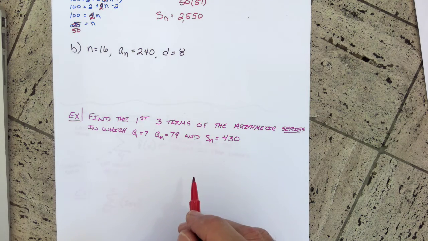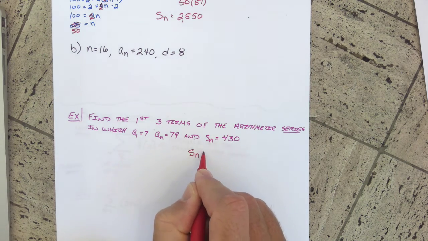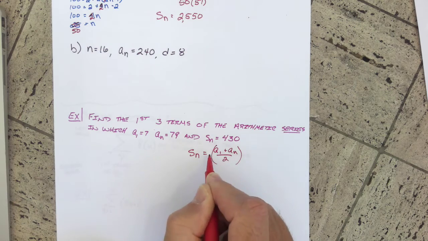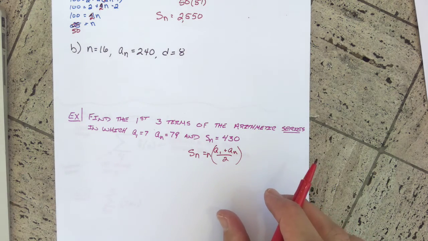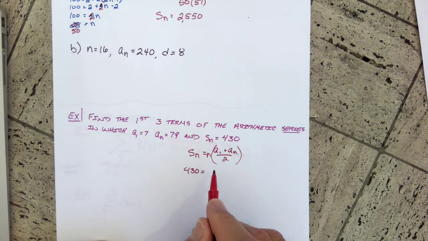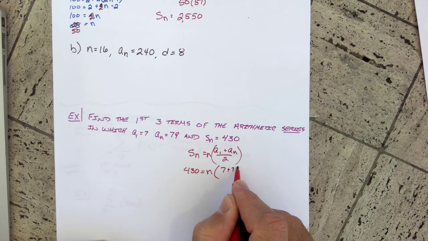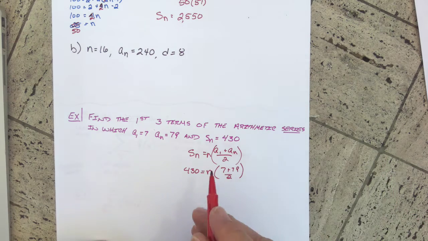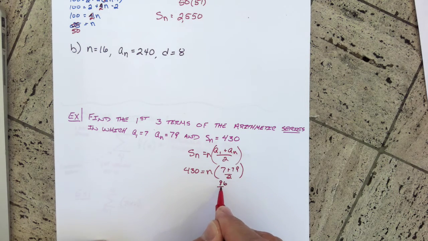So as we're working backwards with our formulas, we know this. Let's plug in some things that we know so we can start working backwards. So we got 430. We don't know n. We know a sub 1. We know a sub n, so we can start working our magic in this, and that's going to give us 86 divided by 2. So 430 equals 43n. That gives us n equal to 10.